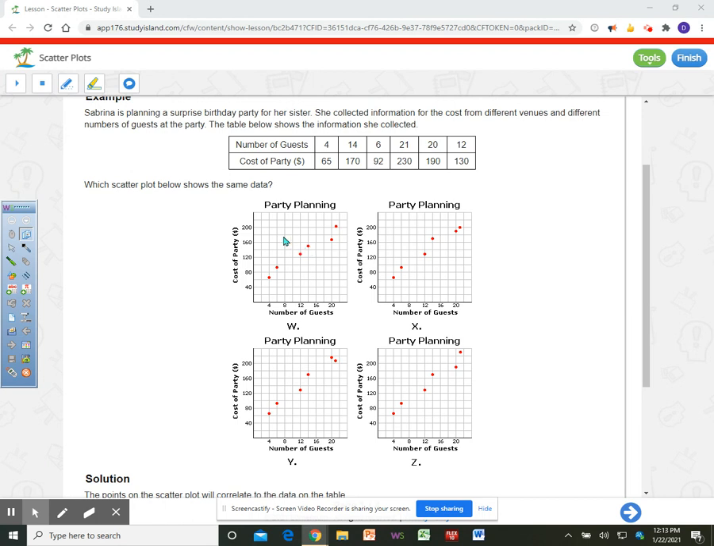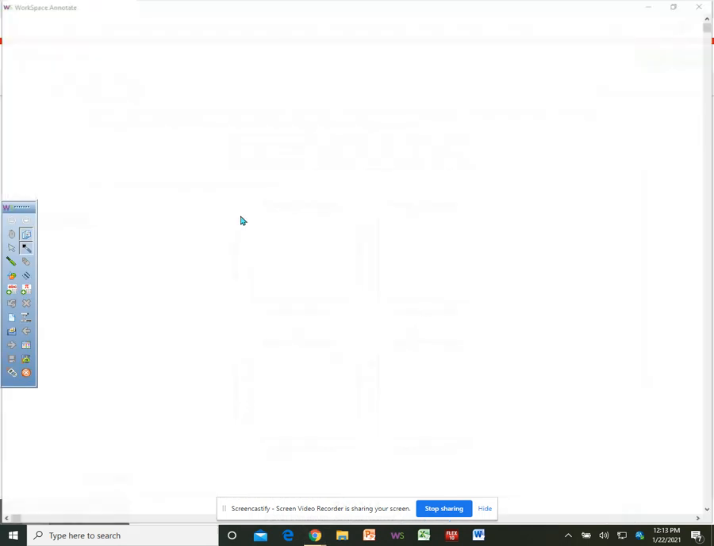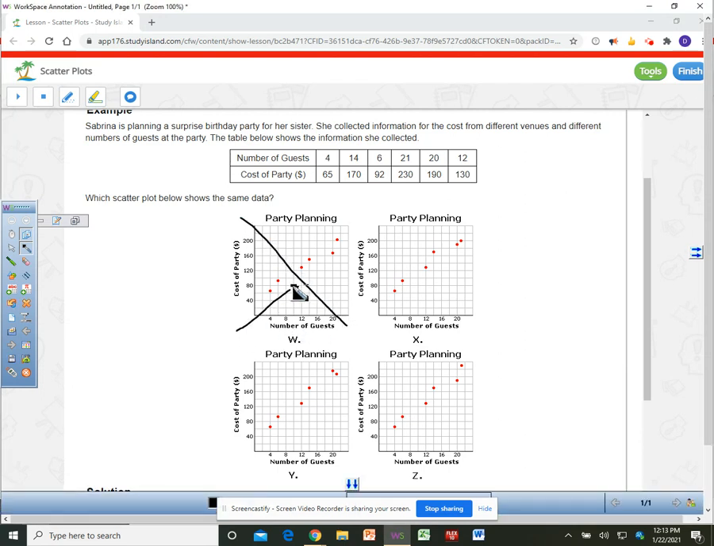Well, it's below 160, so we know W is not our answer. So I'm just going to cross that one out real quick, okay? So I know it is not W. And I'm just using process of elimination to figure these out. So then you do the same thing. 4 should be at 65. That's about 65. 14 should be at 170.